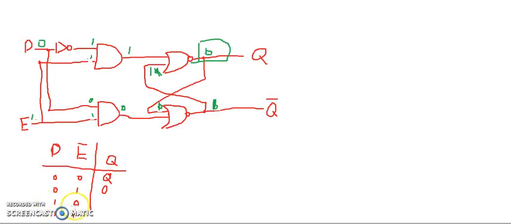Let's do one more case. Let's do a 1 and 0. Wrong color. Okay, let's say D is 1 and E is 0. Then 1 comes here, 0 comes here. Oh, this is actually 0, my bad, through the NOT gate. And then this will be 1 and 0 here. So both of these are 0. And let's assume outputs again. Let's assume Q is 0. 0 comes here, this becomes a 1. 1 comes here, this is still a 0.